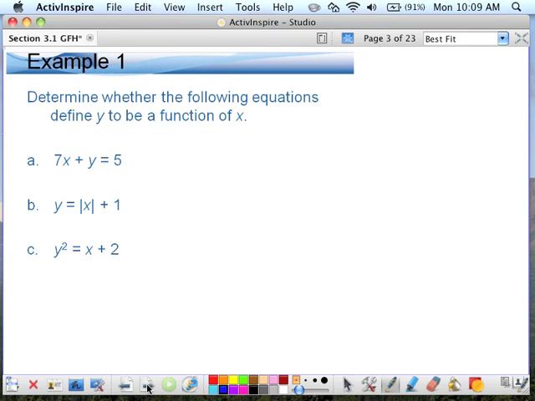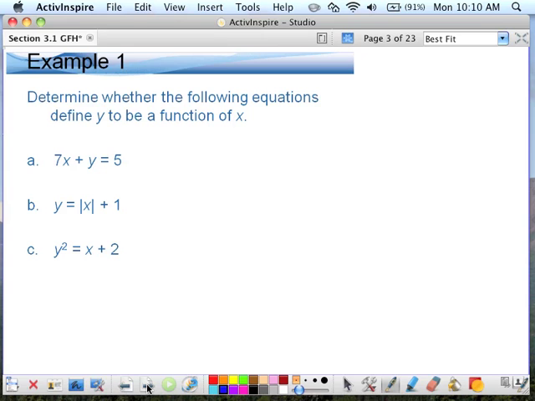Well, the first thing we want to do is look at an equation and tell whether or not it's a function. This is probably something you haven't done before. You want to be able to tell whether or not it's a function without actually having to graph it. The best thing I can tell you is that if you solve it for y and you get a plus or minus, it is not a function.